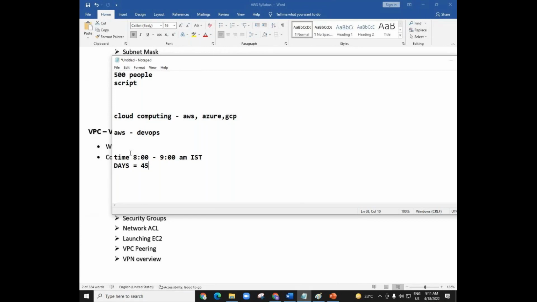Remember I told you AWS is a platform where within 3 days a new service can be added, and within the next 15 days an existing service can be removed. So they are making a lot of changes there. So we need to upgrade ourselves according to the changes. So 45 days is the time duration, but we can make changes here and there.